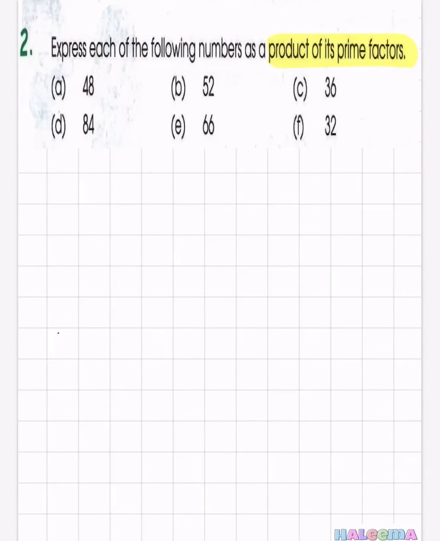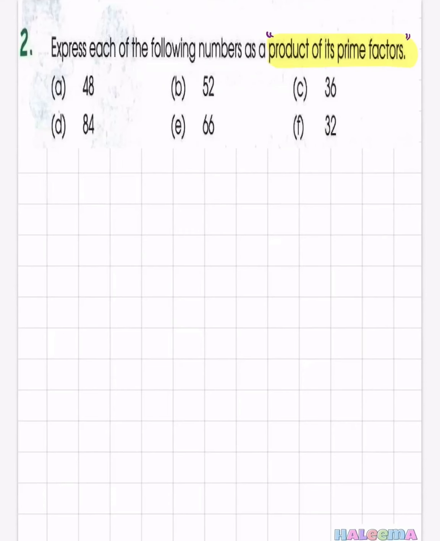Express each of the following numbers as a product of its prime factors. Remember, we have to do the LCM. These are the code words: find the prime factorization of whatever number they've given, or the product of its prime factors. I've highlighted them so that you can remember these keywords and remember to do the LCM.